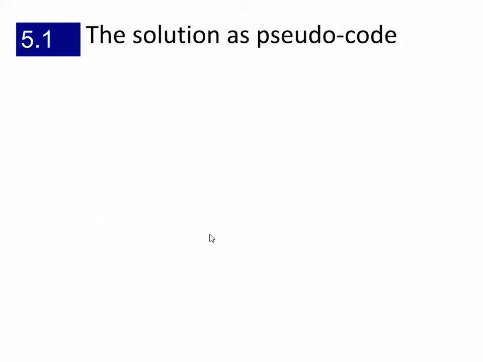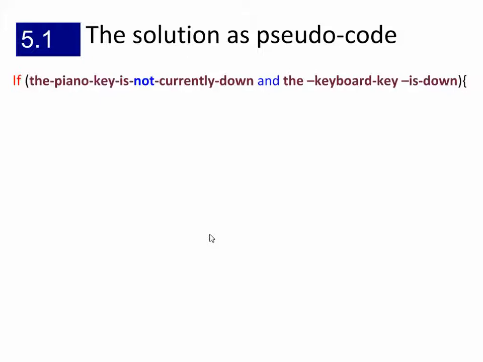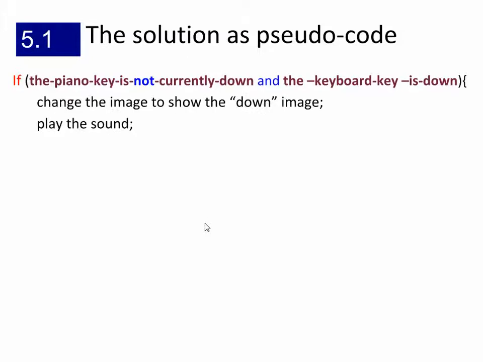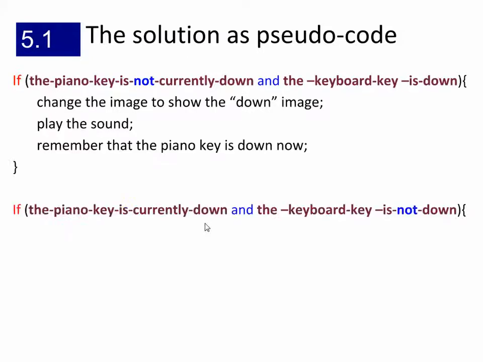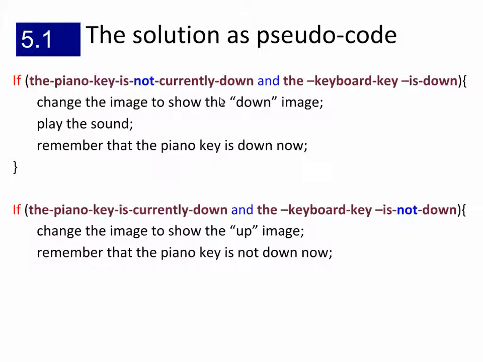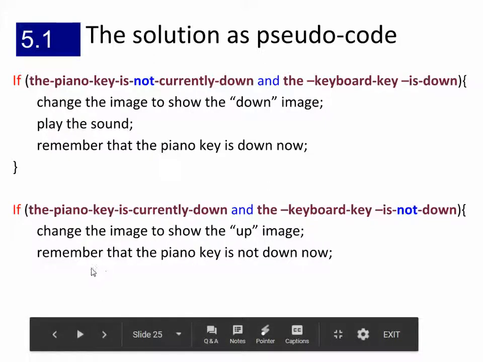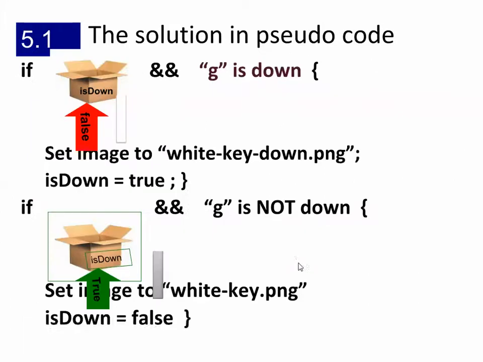Okay, so here's the pseudocode solution, and hopefully you wrote something like this in your notes. If the piano key is not currently down and the keyboard key is down, then you're going to change the image to the down image and you're going to play the sound. And then we need to remember that the piano key is now down. And if the piano key is currently down and the keyboard key is not down, change the image to show the up image, and then remember that the piano key is not down now. Okay, so that's the pseudocode in English.